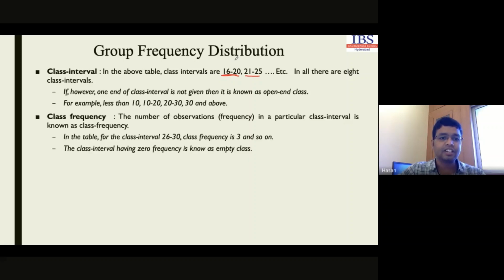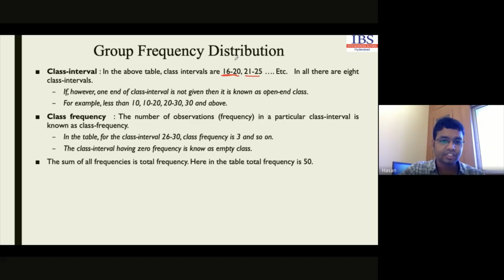Our next term is class frequency. The class frequency is the number of occurrences, as I already discussed. Frequency is the number of occurrences for a class. So class frequency indicates the number of observations for a particular point of interest. Next is total sum, the total of the frequencies. And the last one is class limit.